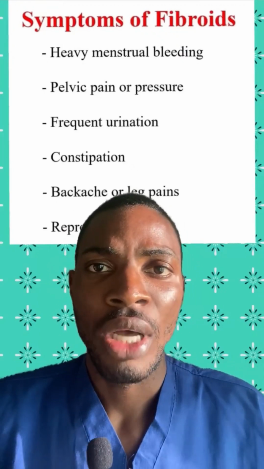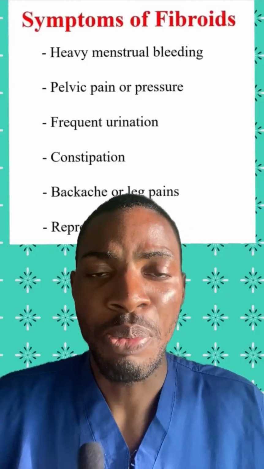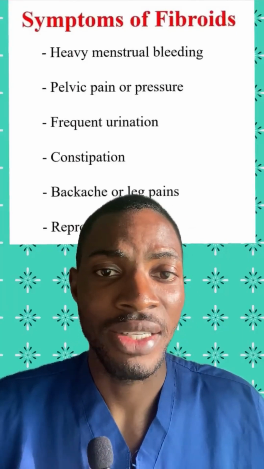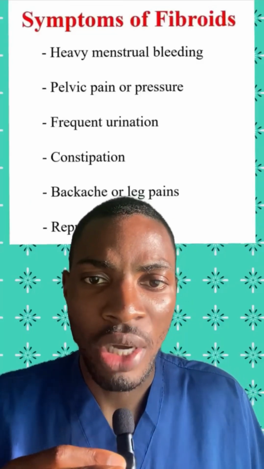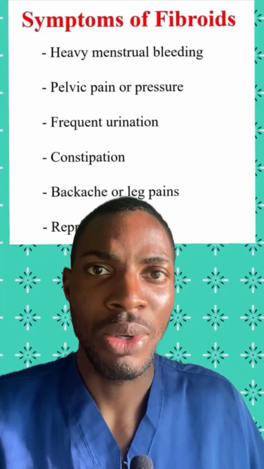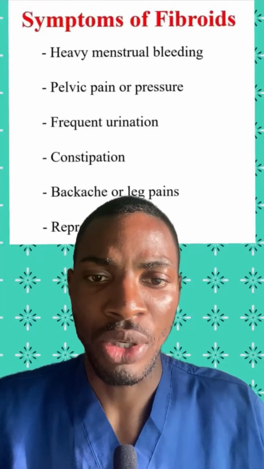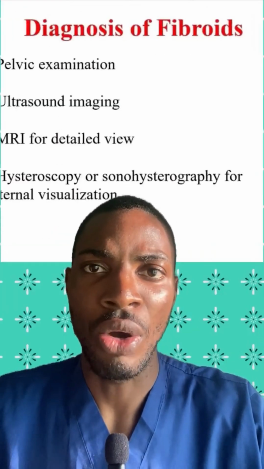Another symptom is reproductive issues. People with fibroid always find it very difficult to conceive because the fibroid blocks the space that is meant for growth of the fetus. And that is why reproductive problem is one of the signs of this condition.